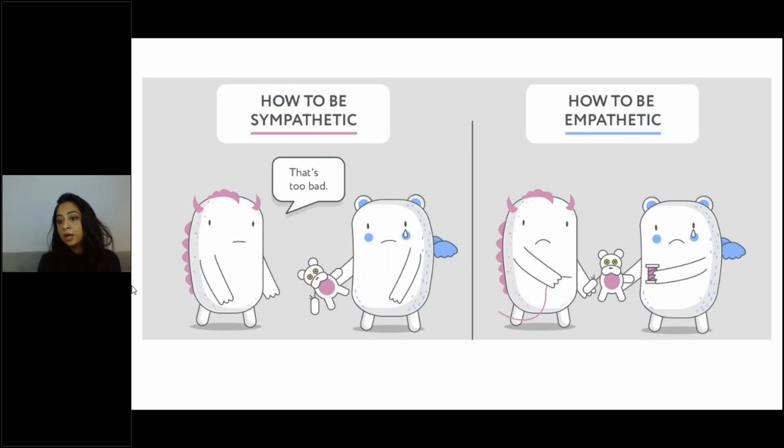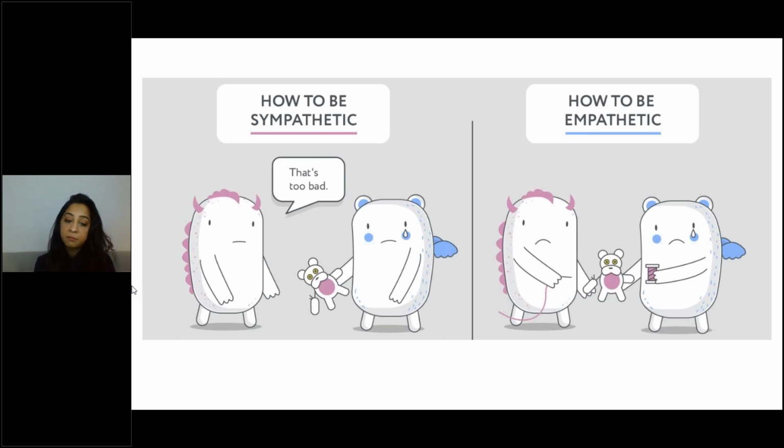Okay. So moving on, in our last session, people asked us what's the difference between sympathy and empathy. So this is a very good picture which shows you the difference. In the first case, it's a person whose bear has lost his arm, and the person in front of him is saying, "That's so bad that this happened to you." Now in the second case, the person is empathetic. So they're trying to fix the teddy bear's arm, and their expression is also sad.